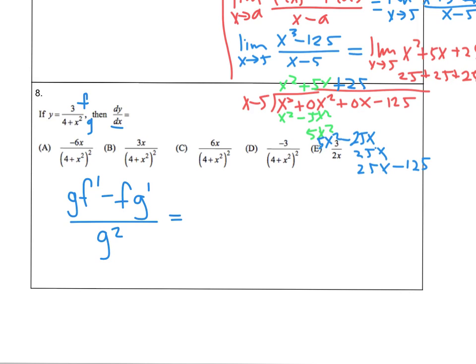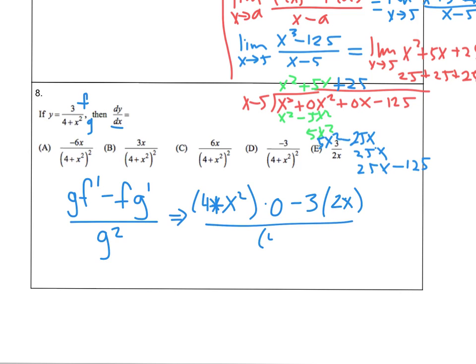Okay, so the bottom is going to be 4 plus x squared times the derivative of the top, which is going to be 0, minus the top, 3. The derivative of the bottom is going to be 2x, and then over the bottom squared, that's going to be 4 plus x squared squared. That gives us negative 6x over 4 plus x squared squared, which happens to be choice A.